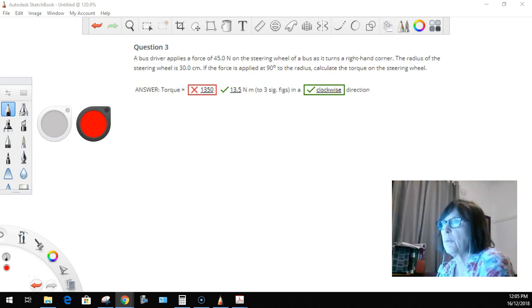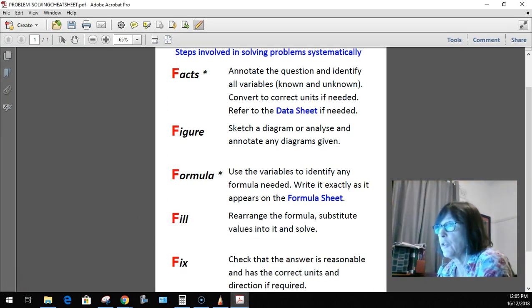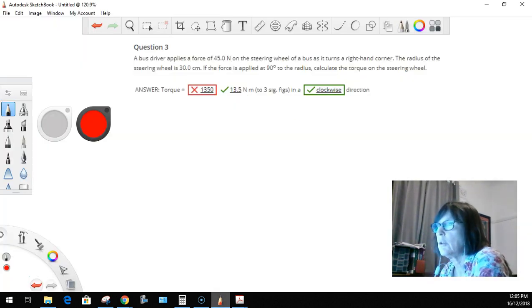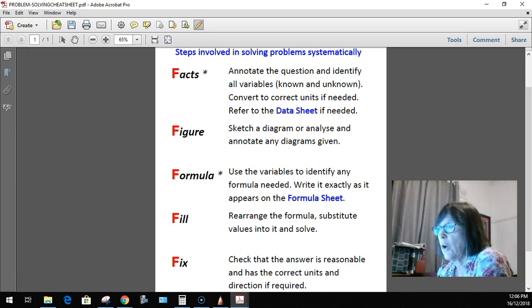Okay, we're going to go through question 3 from the Torque quiz in Schoology, and I'm going to remind you of the problem-solving cheat sheet. This problem was pretty straightforward, and the student made a mistake because they didn't follow these steps. So I would have this cheat sheet handy while you're going through problems until it becomes second nature. I'll take you through this problem using the cheat sheet.